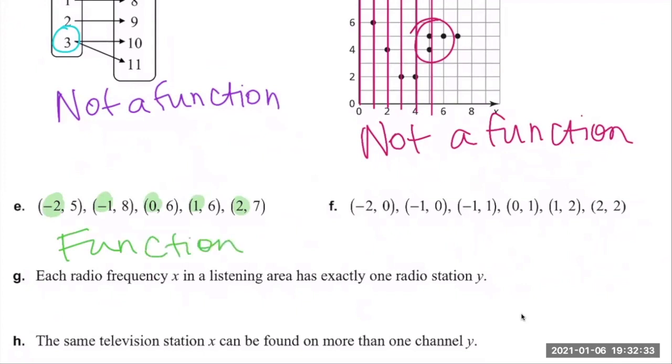So let's look at the next one. So I'm looking at my x's. -2, -1, 0, 1, 2. Well, right away, I see that I have a -1 repeated twice with different outputs. Therefore, this is not a function.